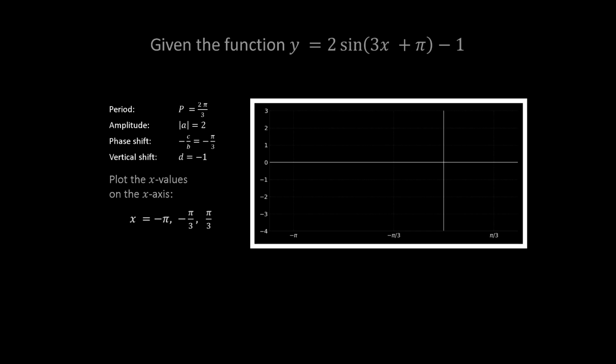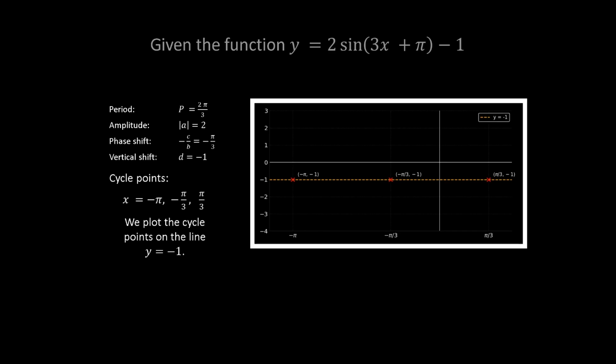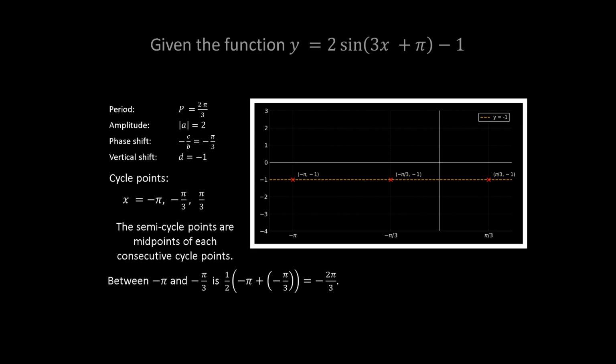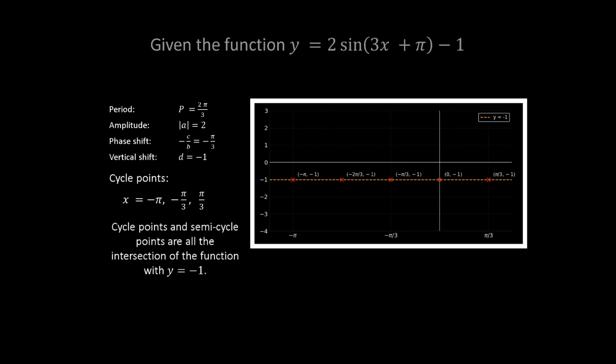Next, we draw the line y equals -1. Now, let's plot the cycle points along this line. Semicycle points are the midpoints between consecutive cycle points. We can find them by taking the average of their x values. Both the cycle points and the semicycle points lie on the line y equals -1. These are the intersections of our function with the midline.